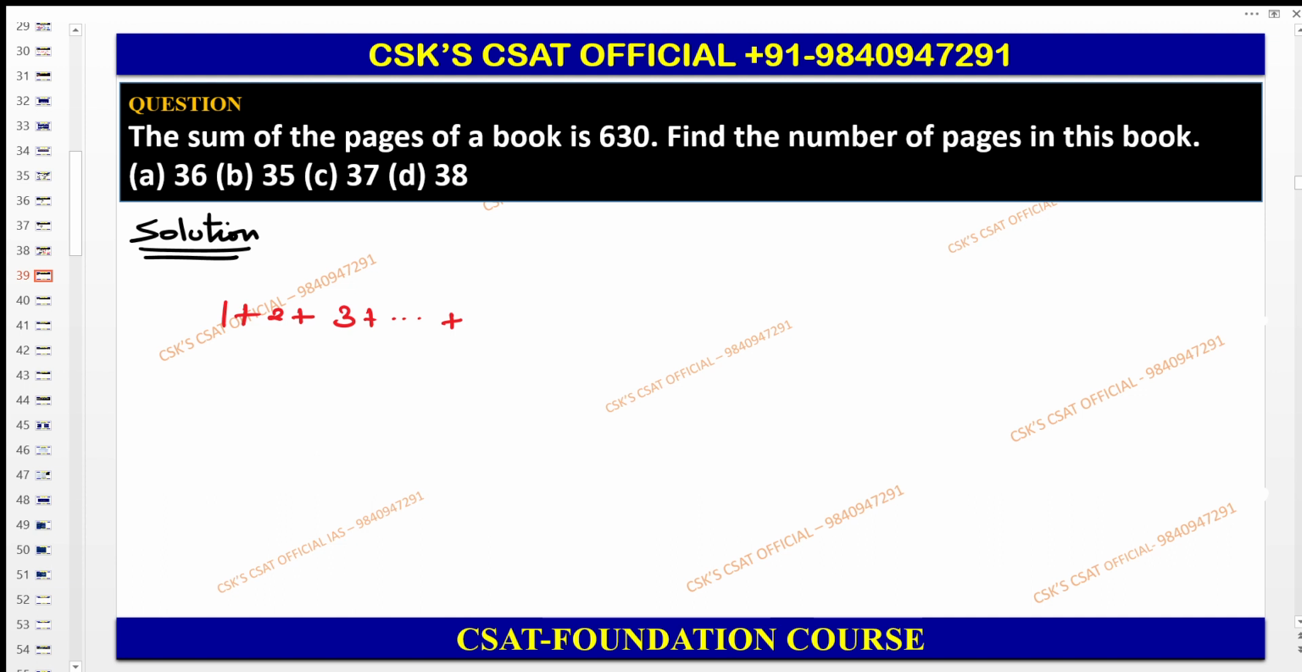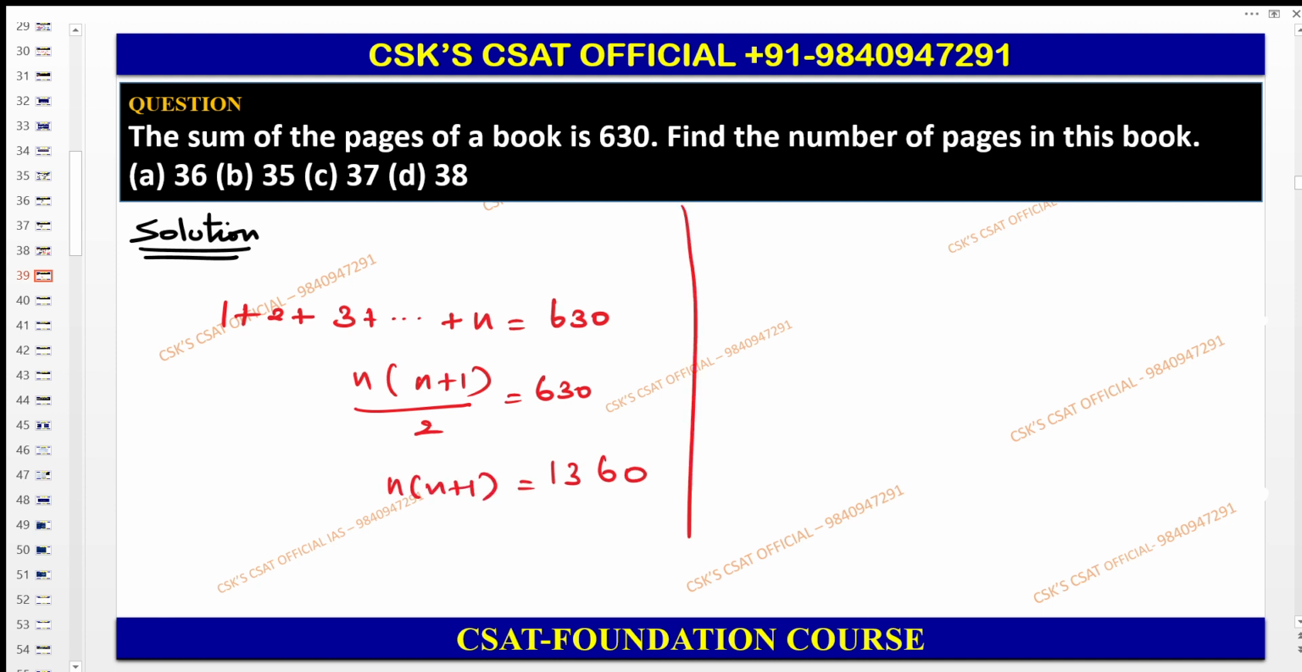Right. So this is n which is equal to 63. Therefore n plus 1 into n by 2 which is equal to 630. Isn't it? Am I right? Actually, up to this only, right? You people got it. Okay. Now n square plus n minus this one is equal to 0.